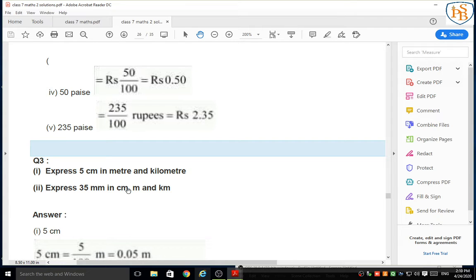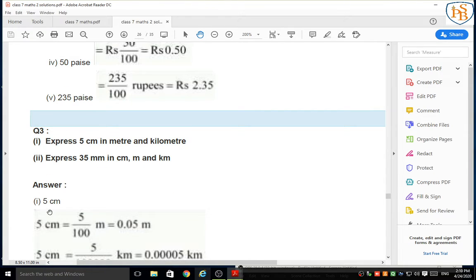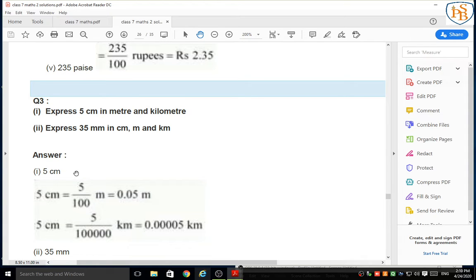Already we have studied that 1 kilometer means 1000 meter, and 1 meter means 100 centimeter. So now we have to convert 5 centimeter into meter and kilometer. While converting from lower to higher units, we have to do the division process in multiples of 10, hundreds and thousands as per their places.